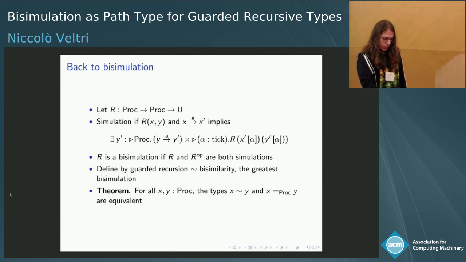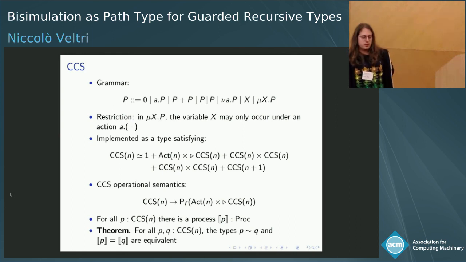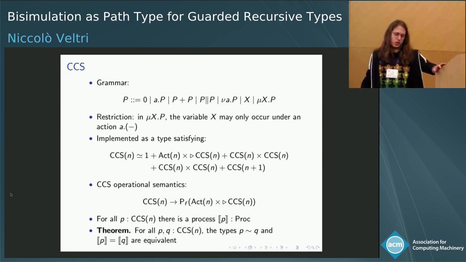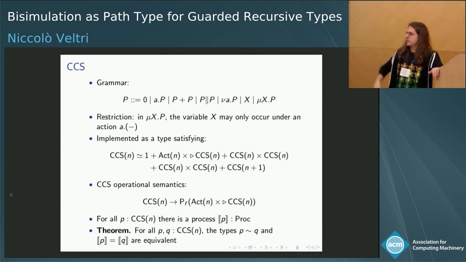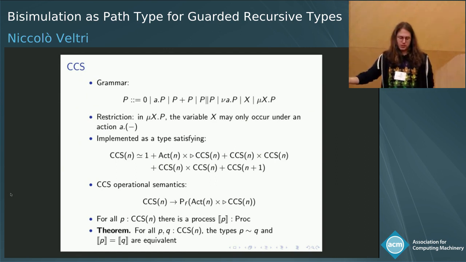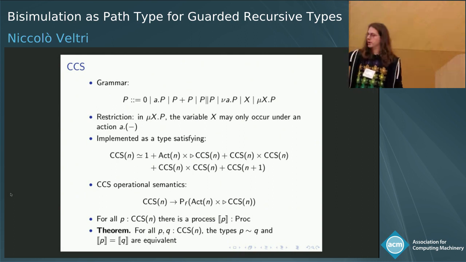As an extended example, we also considered CCS, the calculus of communicating systems. This is with the grammar, and we have a restriction: we have recursion, but we only consider the recursive variable to occur under an action. And you can implement this. We have the implementation, which is basically a guarded recursive variant of CCS. And then you can define an operational semantics. This is basically defined as an LTS, a coalgebra of this form there.